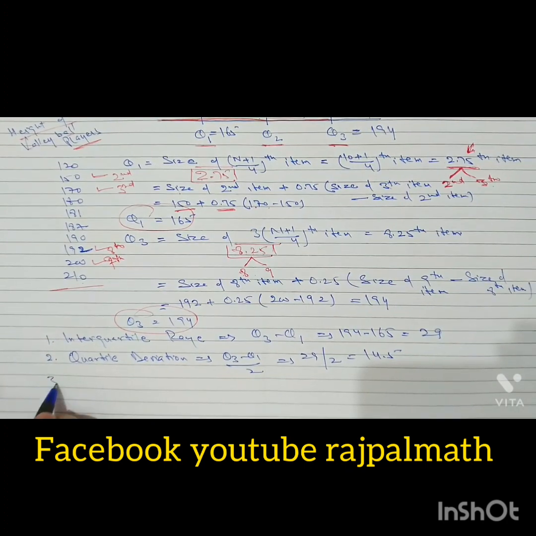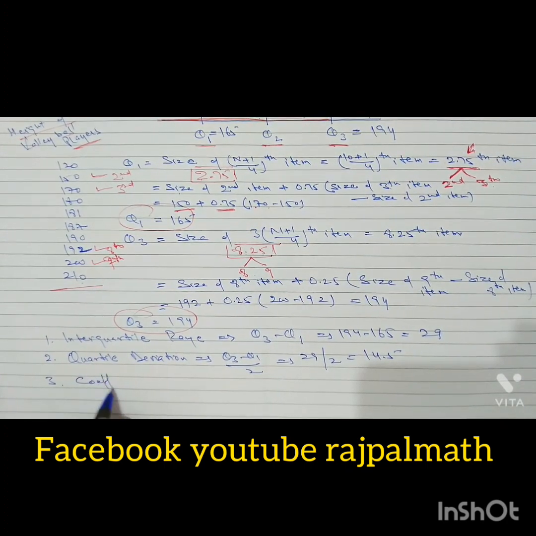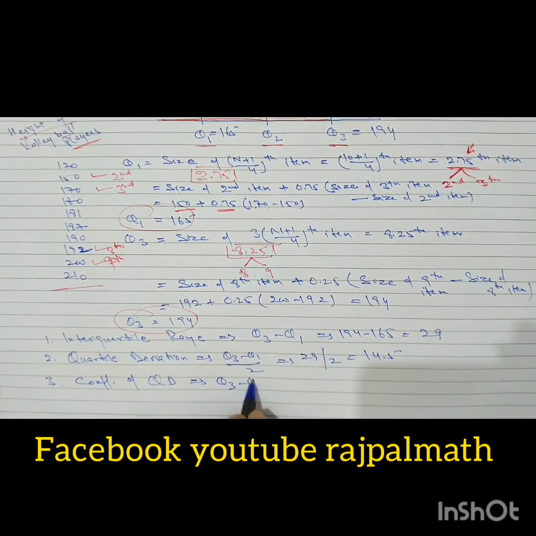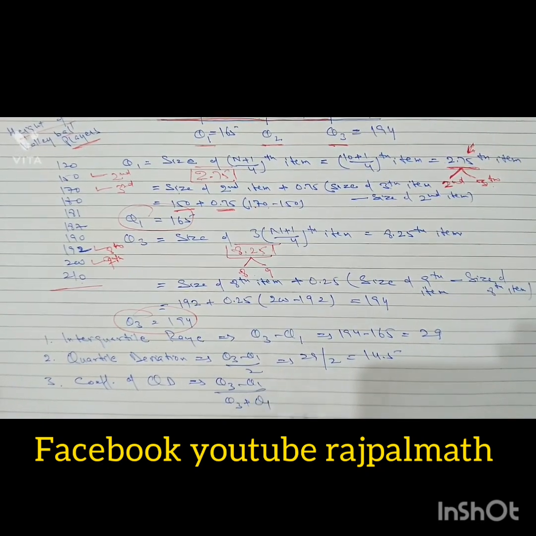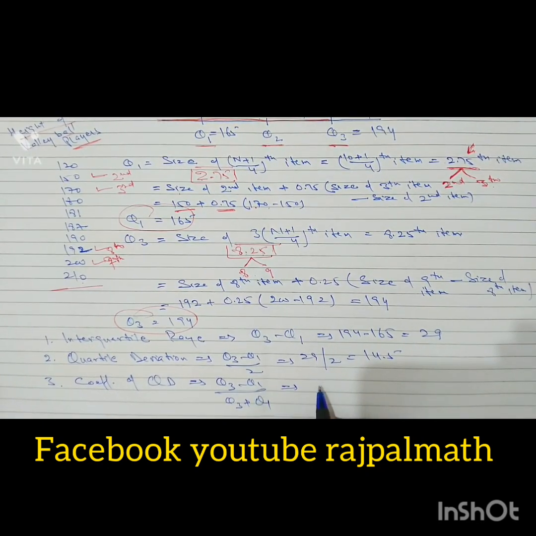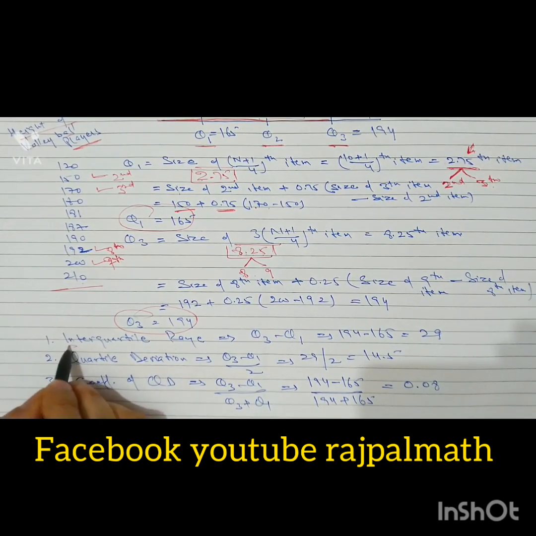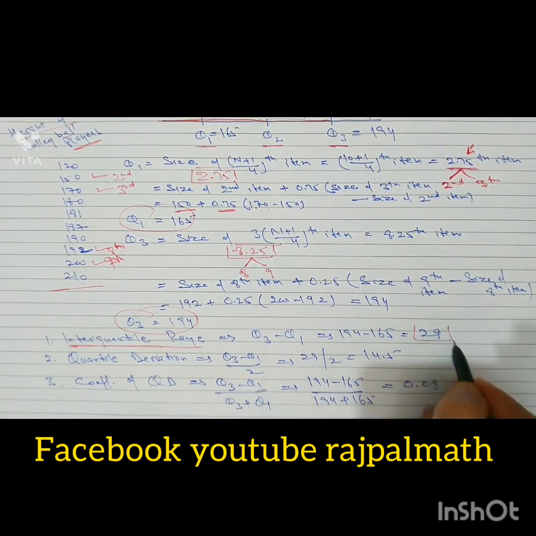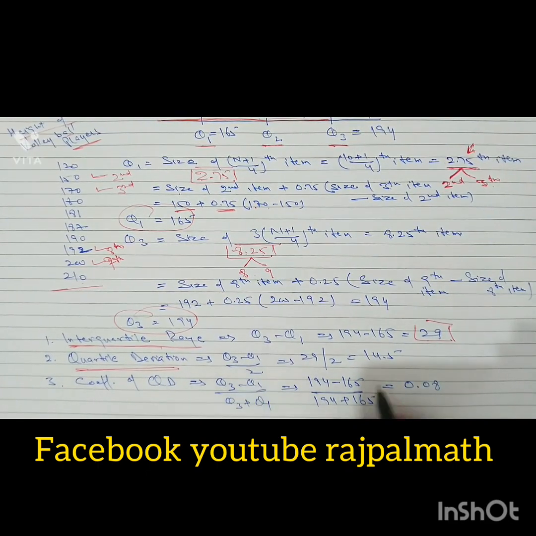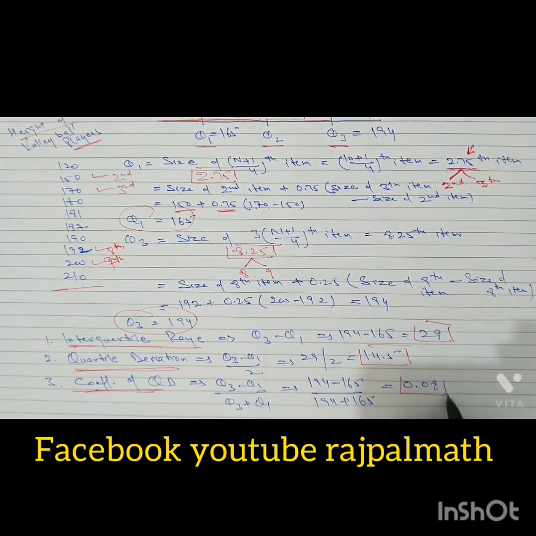Clear? Next one is number 3. Calculate the coefficient of quartile deviation. The formula is Q3 minus Q1 divided by Q3 plus Q1, which implies 194 minus 165 divided by 194 plus 165 equals 0.08. Clear? Interquartile range is 29. Quartile deviation, half of the interquartile range, is 14.5. Coefficient of quartile deviation is 0.08.